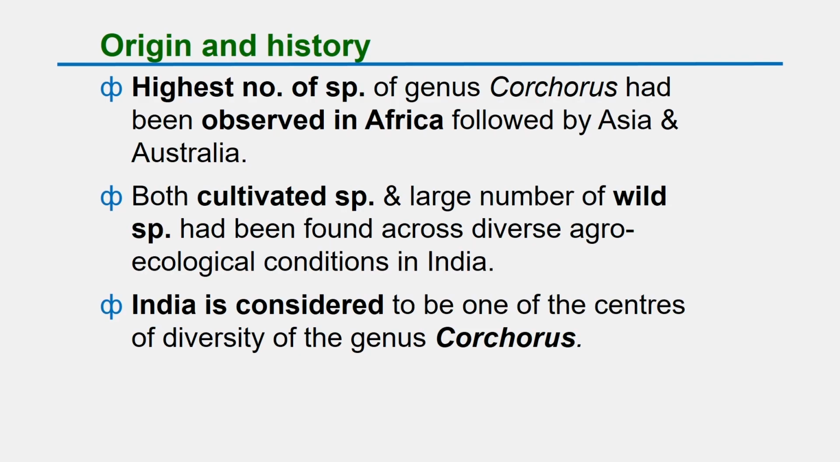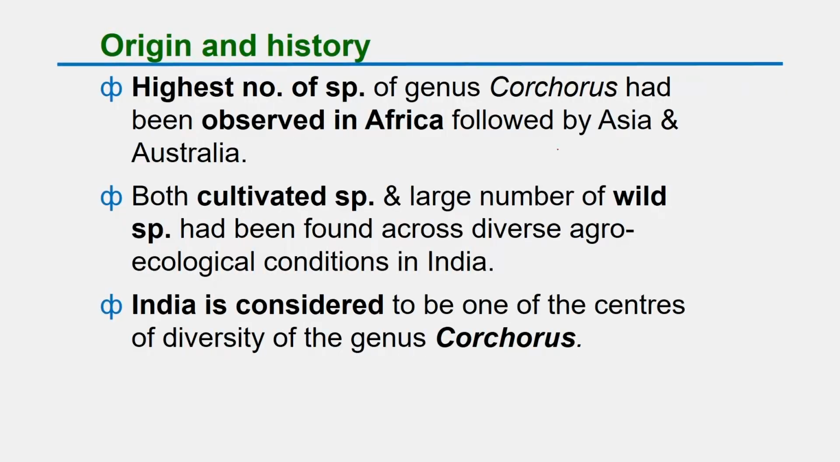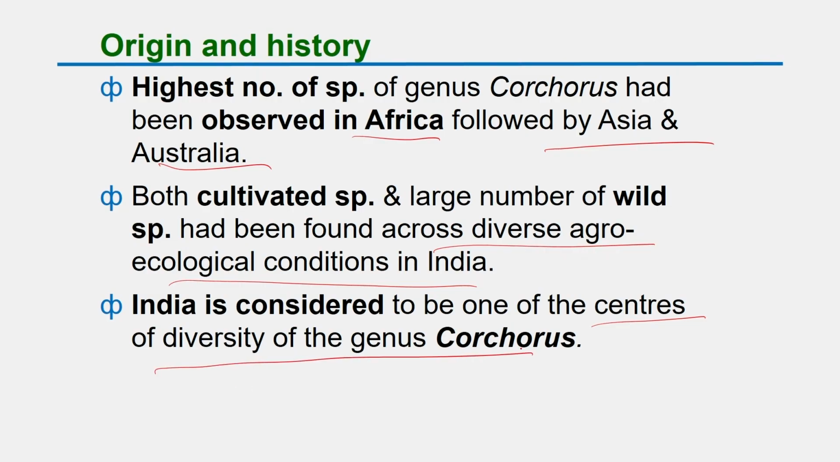Now let us check the history and origin of the jute crop. The highest number of species of genus Corchorus has been observed in Africa, followed by Asia and Australia. So you can see the largest diversity is in Africa. Both cultivated species and a large number of wild species have been found across diverse agroecological conditions in India also. So India is considered to be one of the centers of diversity of the genus Corchorus.